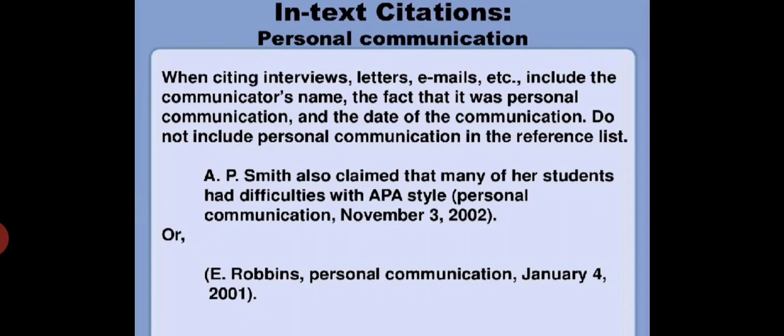Personal communication. When citing reviews, letters, emails, etc., include the communicator's name, the fact that it was personal communication, and the date of communication. Do not include personal communication in the reference list. For example, A. P. Smith also claimed that many of her students had difficulties in AP style (personal communication, November 3, 2002), or E. Robbins, personal communication, January 4, 2001.